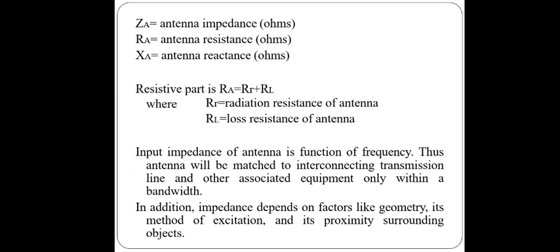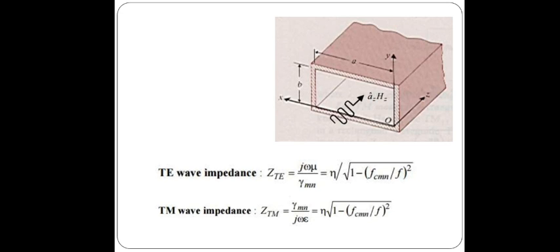The input impedance of the antenna is generally a function of frequency. Thus the antenna will be matched to interconnected transmission lines and other associated equipment only within a bandwidth. In addition, impedance depends on factors like geometry, the method of excitation, and the proximity of surrounding objects. Now observe the transverse electric and transverse magnetic waves.